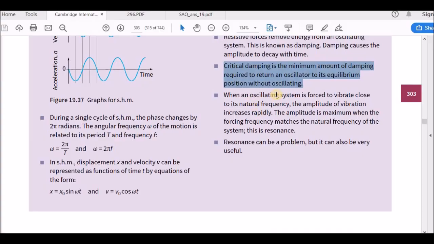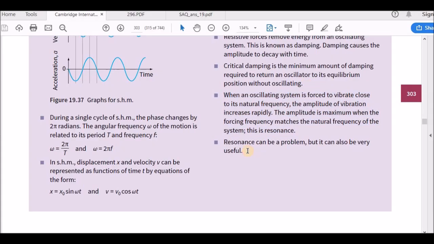Next point. When an oscillating system is forced to vibrate close to its natural frequency, the amplitude of vibration increases rapidly. The amplitude is maximum when the forcing frequency matches the natural frequency of the system. This is resonance. So again, very important. Make sure you study this, because in paper 4 they can ask you to write this. What is resonance? What is critical damping?